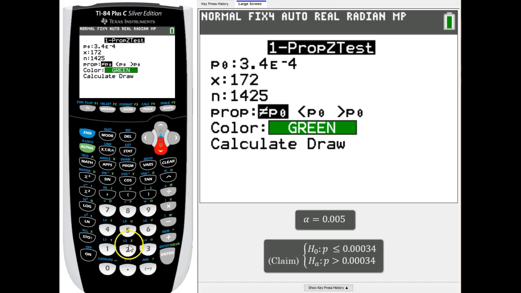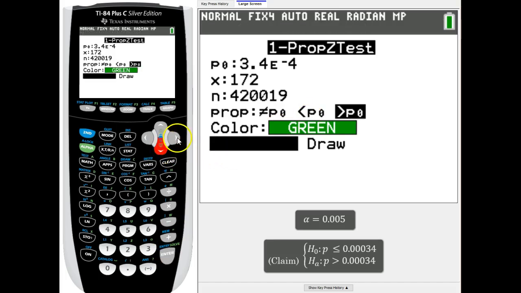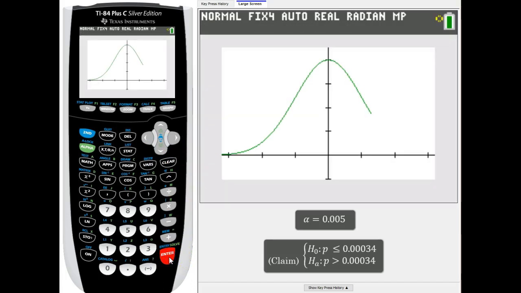Our N value is 420,019. And our test that we're going to do is the HA of greater than. So let's change this to a greater than. And I'm going to go ahead and draw it. Why not? Let's see the result as well as have it calculate our result. Okay, great. So we have our solution not only drawn, but we do have our calculation as well.